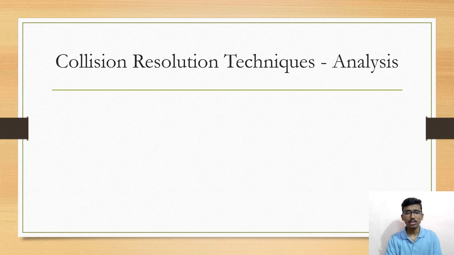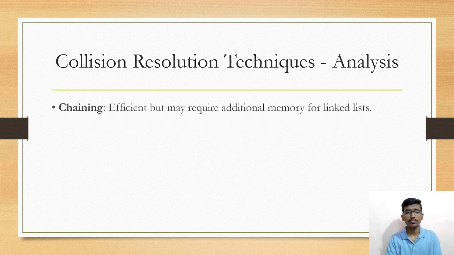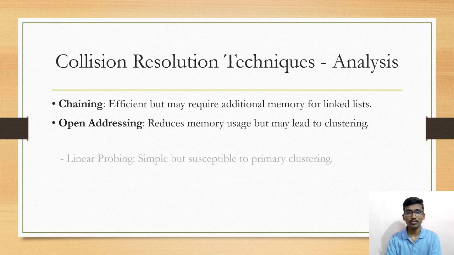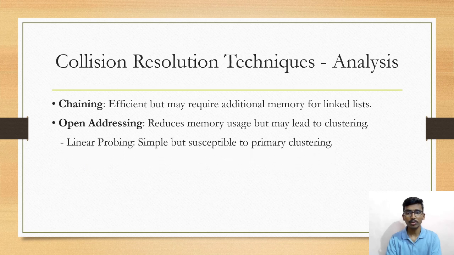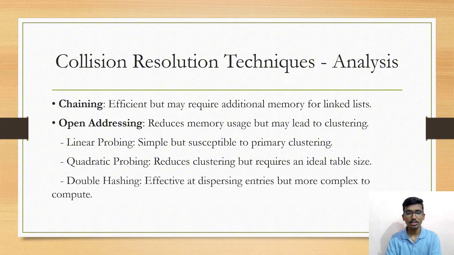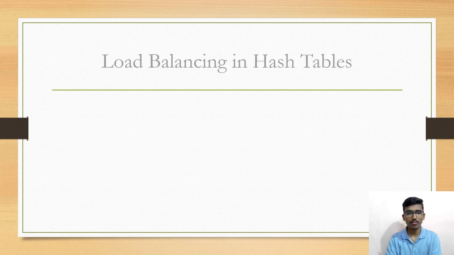Collision resolution techniques analysis. Chaining is efficient but may require additional memory for linked lists. Open addressing has reduced memory usage but might lead to clustering. Linear probing is simple but susceptible to primary clustering. Quadratic probing reduces clustering but requires an ideal table size. Double hashing is effective at dispersing entries but more complex to compute.